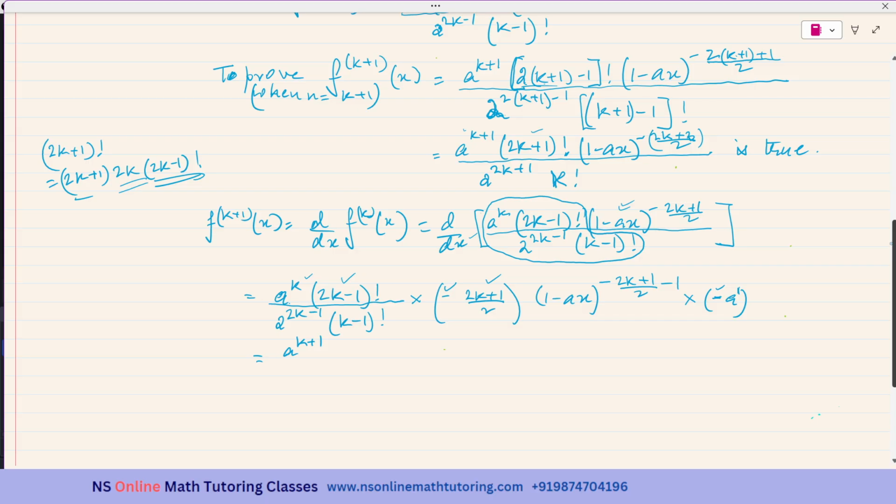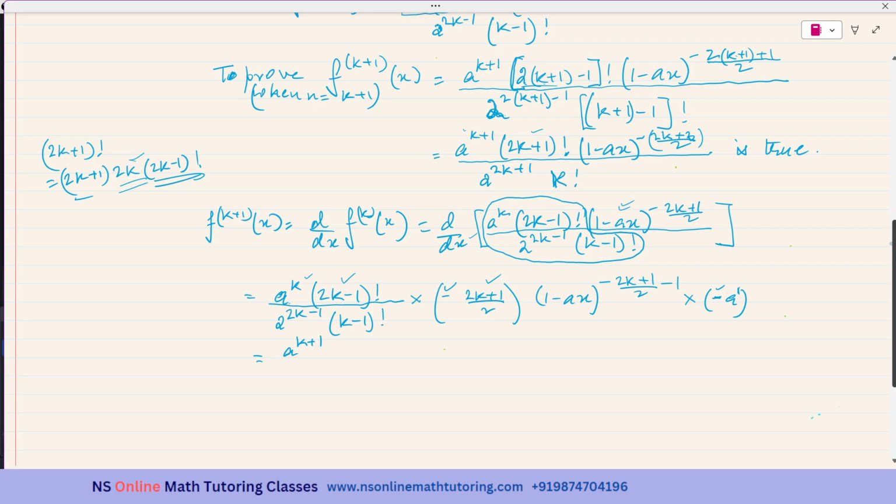So I'll be multiplying both the numerator and the denominator by 2k, because I need the 2k. So I have to multiply the numerator by 2k. But I cannot just multiply only the numerator by 2k. That will be changing the expression, the value, totally.